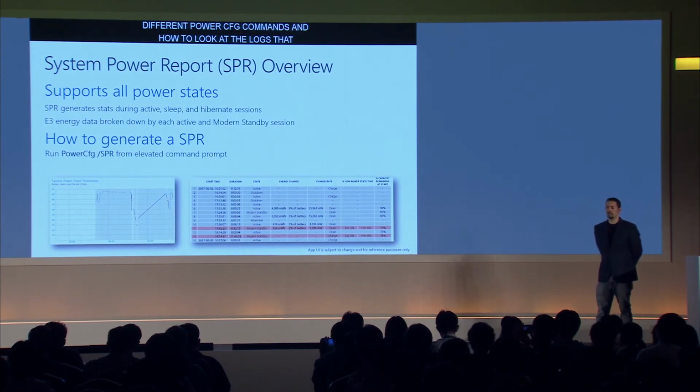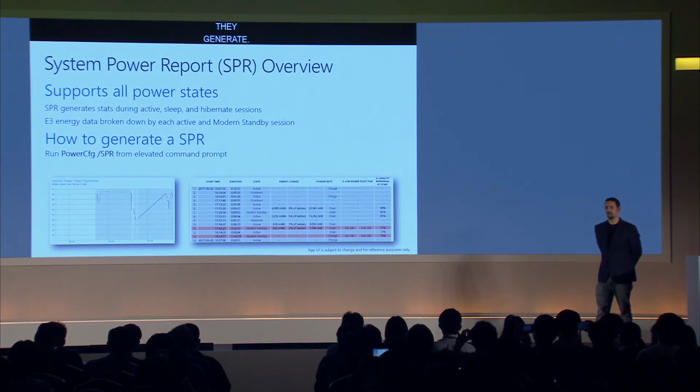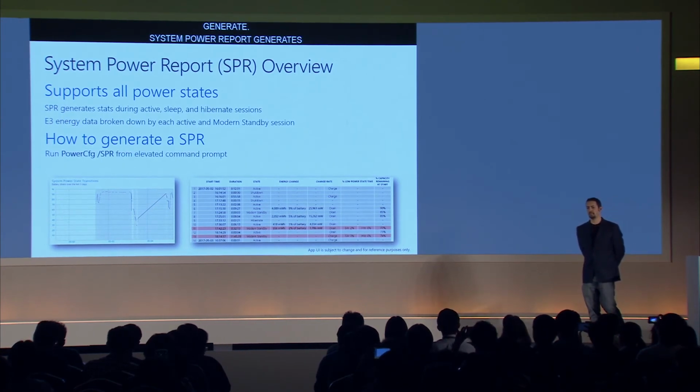System Power Report generates power stats during modern standby and active user sessions. I just want to make sure that everybody's aware. You might be wondering why this System Power Report looks very familiar if you've had modern standby systems and run sleep study reports before. It looks very similar. So I just want to emphasize that System Power Report applies to both active user sessions as well as modern standby sessions.